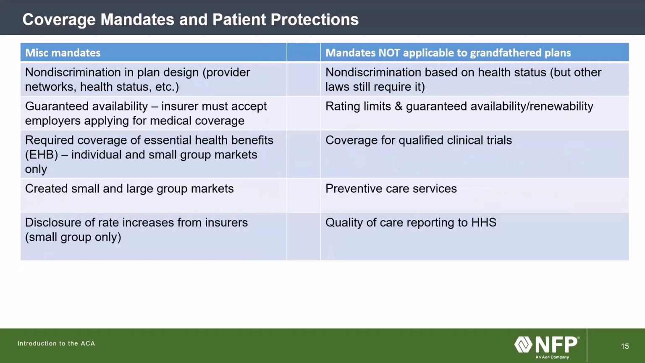And then the last page here with some of the mandates. Again, some of these apply more to the small group, but this left-hand column, again, just a few miscellaneous ones dealing with the creation of small and large group markets. There are specific provisions just for small groups related to the way that rate increases are provided from insurers, guaranteed availability, so making sure that those insurers must accept employers who are wanting to have a plan with that insurer. There are specific non-discrimination in plan design, so related to provider networks, health status, that kind of thing. And then we talked about those essential health benefits again, and again, small group markets, and then obviously also individual markets have specific essential health benefit requirements there.